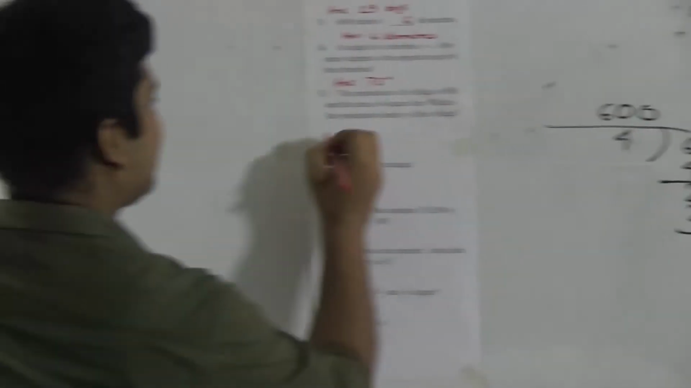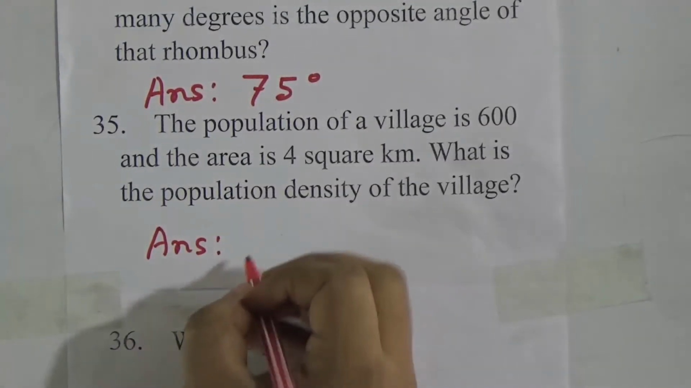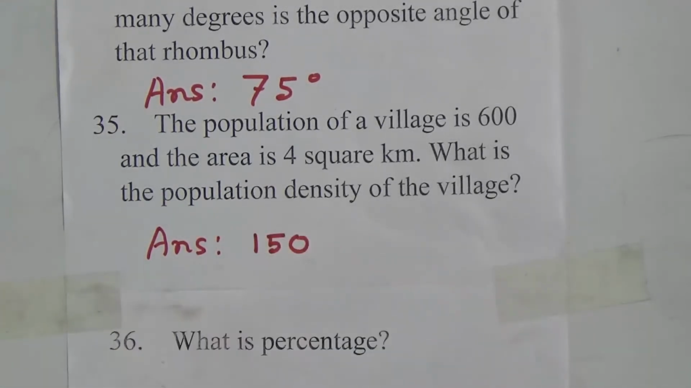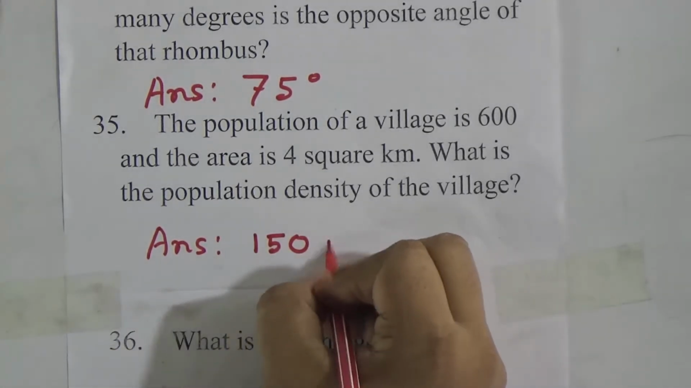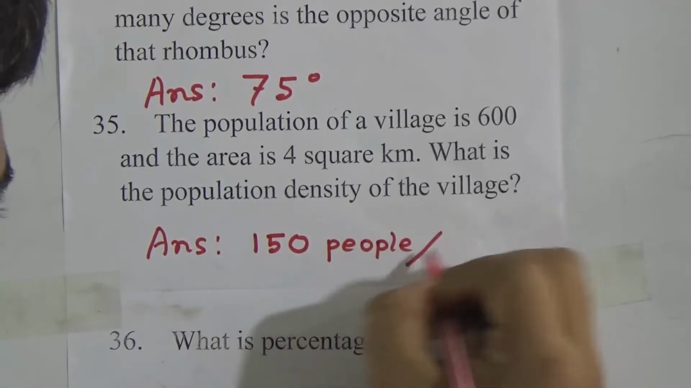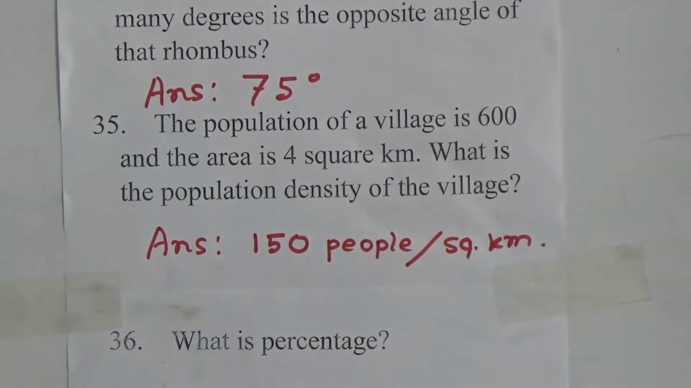So what is the population density of the village? The answer will be 150 people per square kilometer. Okay, I hope you have understood.